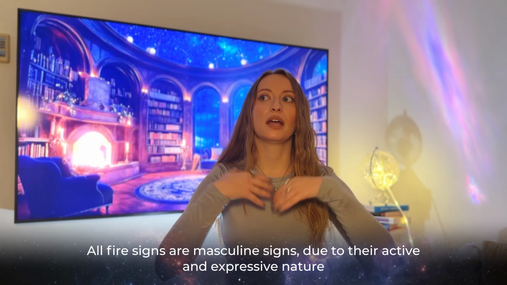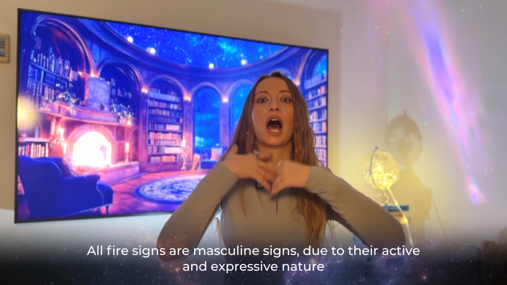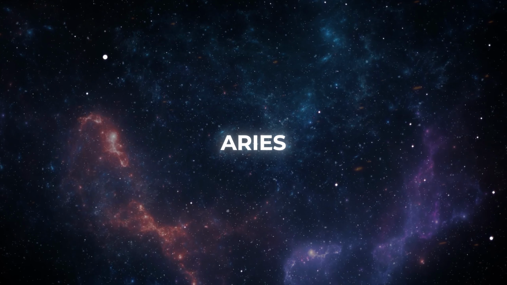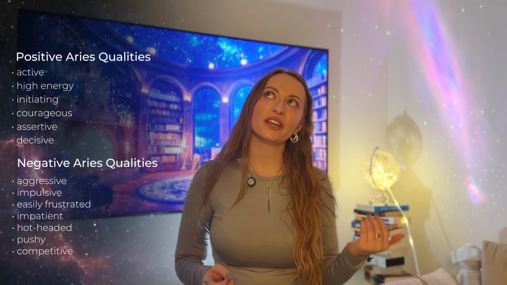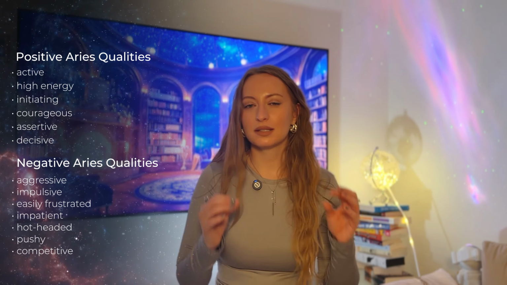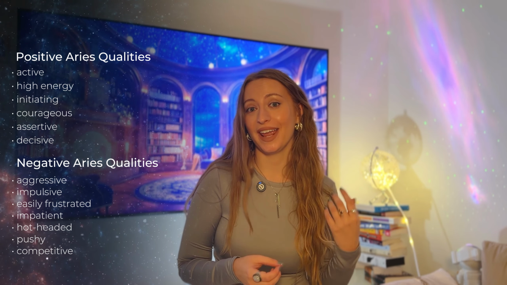They're very active, and a lot of their activity is aimed outward. Let's look at Aries zodiac sign qualities. On the positive side, we have a sign that is very active, very high energy, initiating, courageous, assertive, and decisive. When expressed negatively, Aries' high energy can be aggressive and even explosive. The sign has an impulsive quality. These are the people who can get frustrated very easily. They can be impatient, hot-headed, pushy, and competitive.